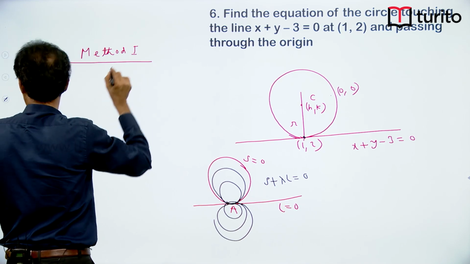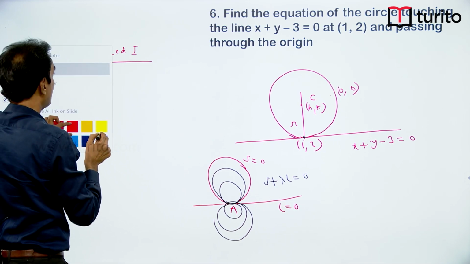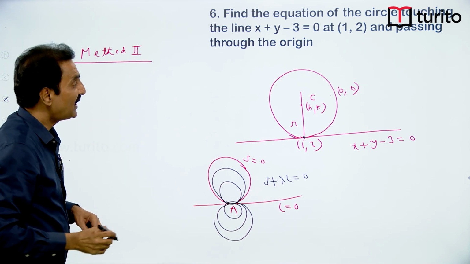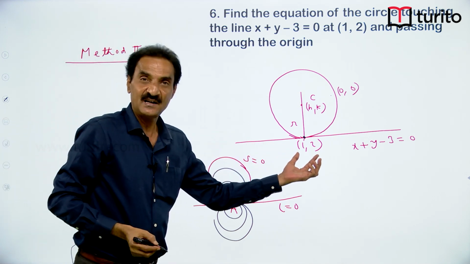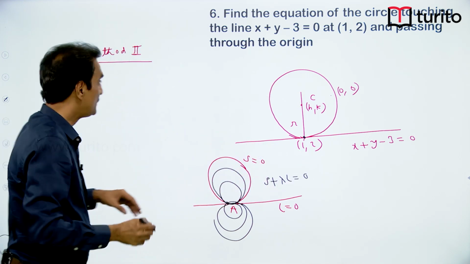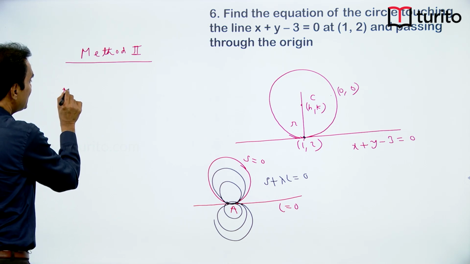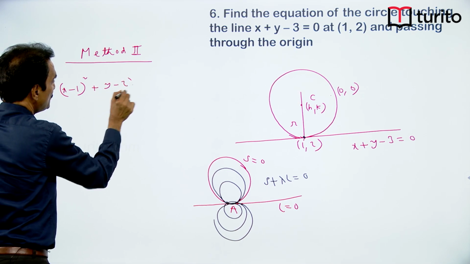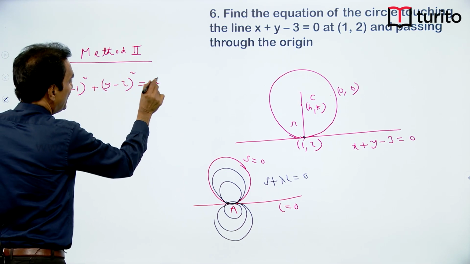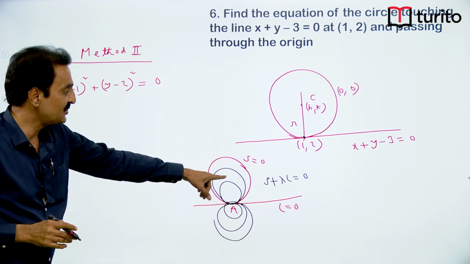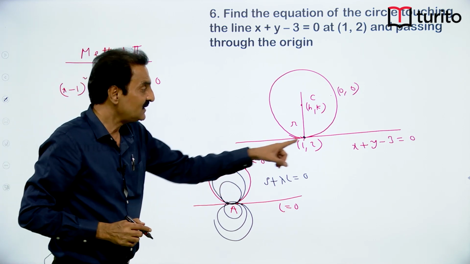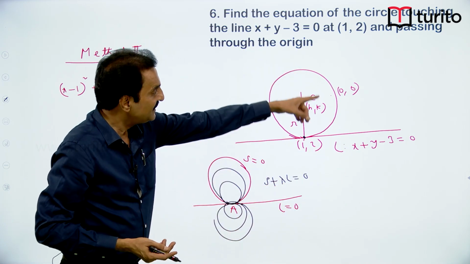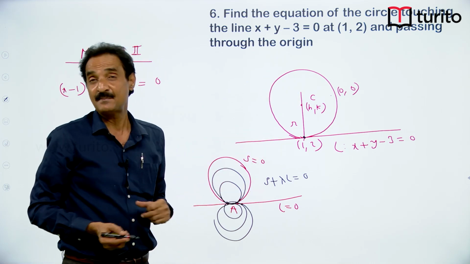Now, method 2, what is the equation of the point circle? For a point circle, center is 1 comma 2, radius is 0. So, my S is x minus 1 whole square plus y minus 2 whole square is equal to 0. This is my circle, S is equal to 0. And what is L? This line is L. Now, we can take this circle in the form of S plus lambda L is equal to 0.